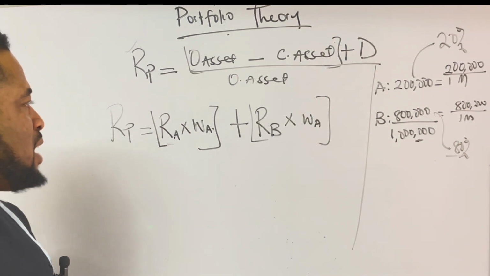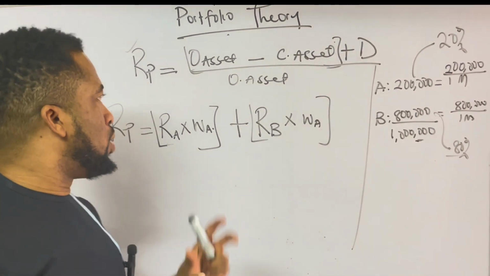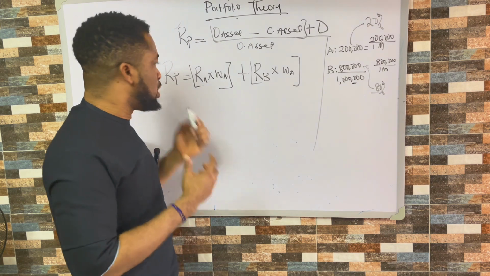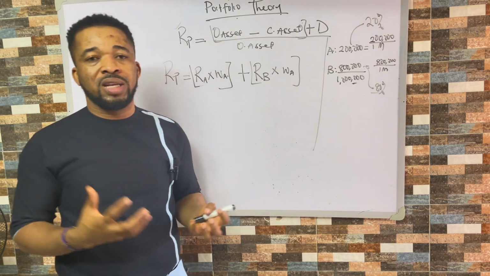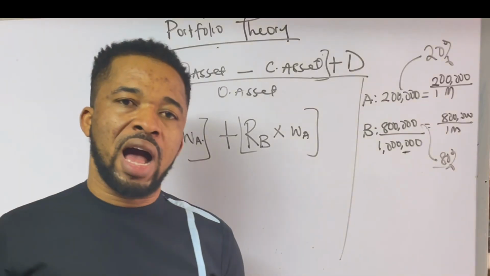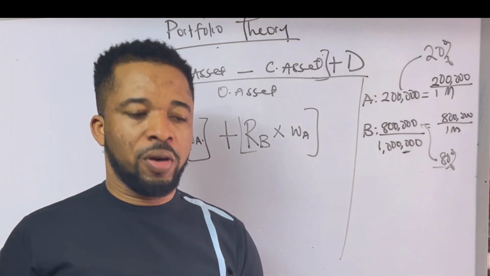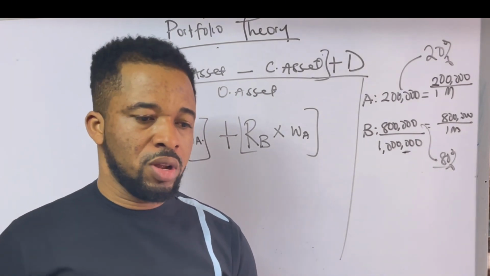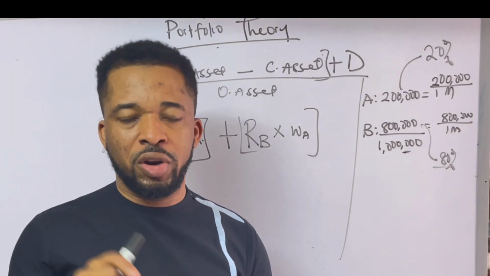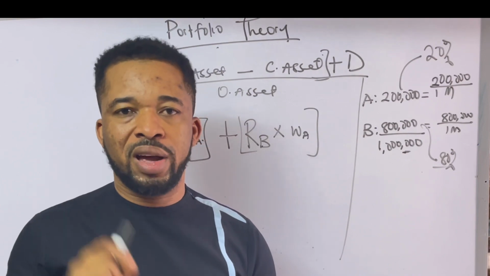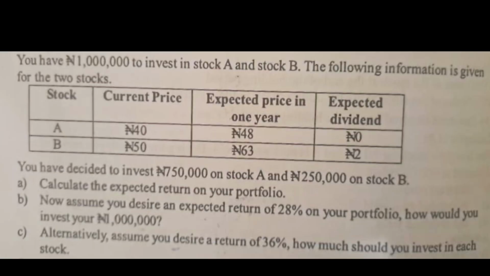All right, so we look at a very basic illustration for a two-asset portfolio, how to calculate the expected return, and also how to calculate the weight when you have a target return on your portfolio. So let's look at this illustration. The question will display on your screen shortly. Please screenshot it so you can follow through.